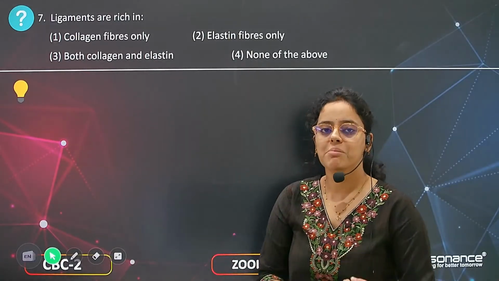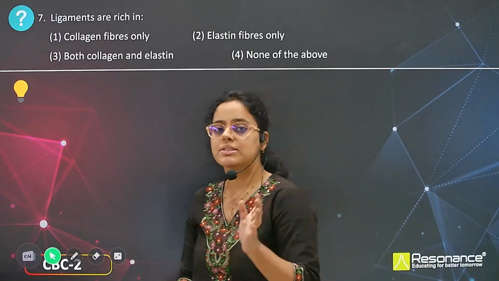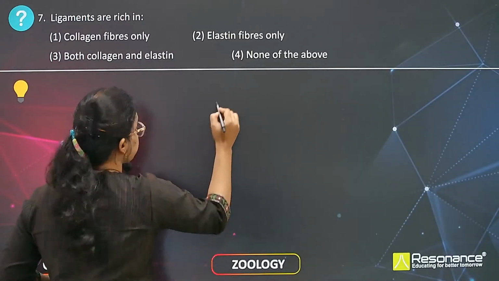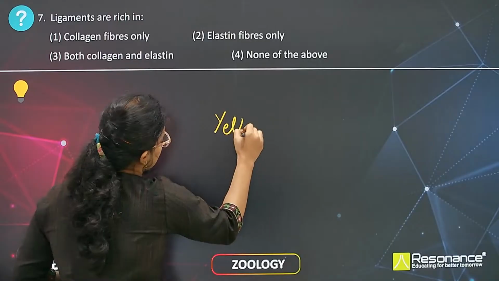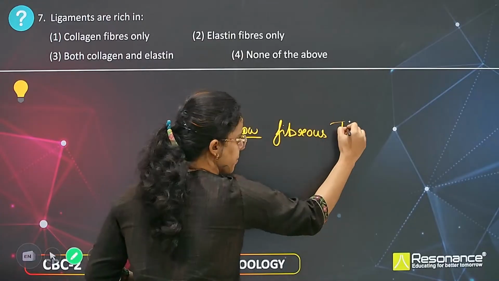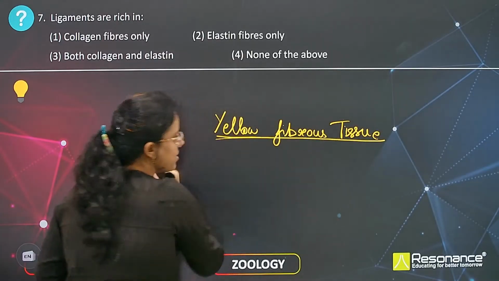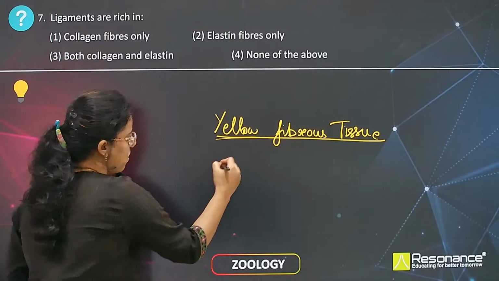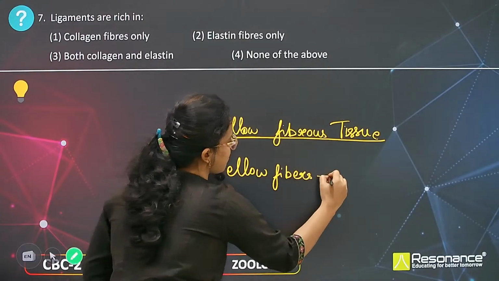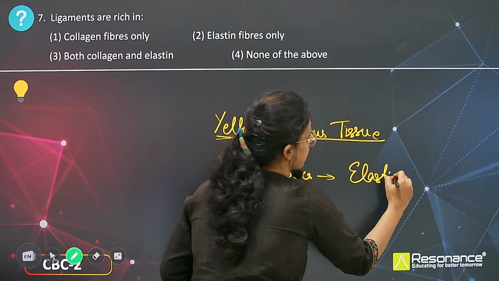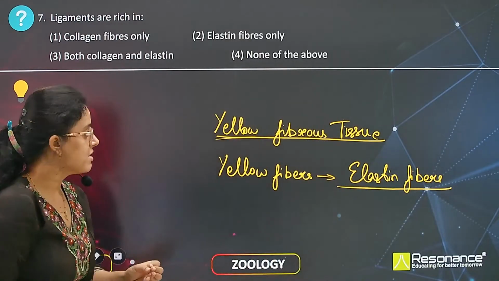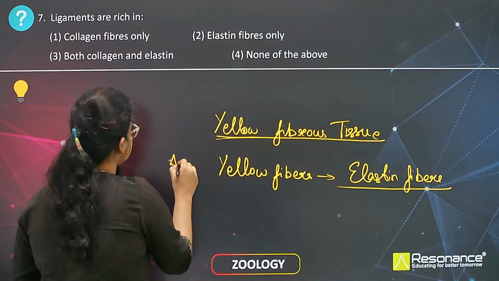Seventh, ligaments are rich in. Ligaments come under yellow fibrous tissue. Yellow fibrous tissue consists of yellow fibers. What are these yellow fibers? Yellow fibers are elastin fibers.